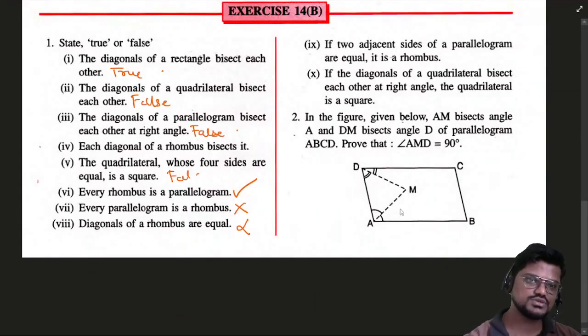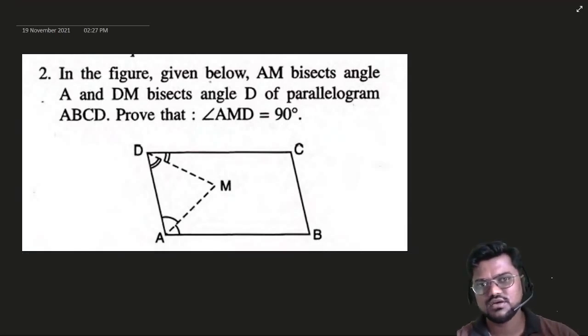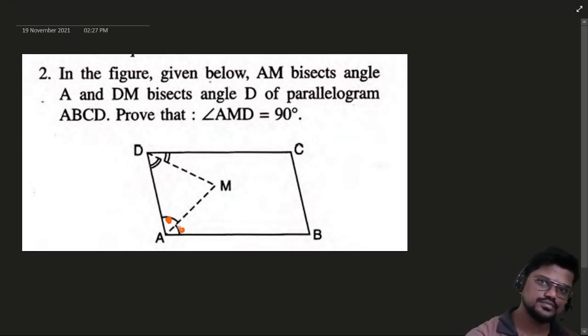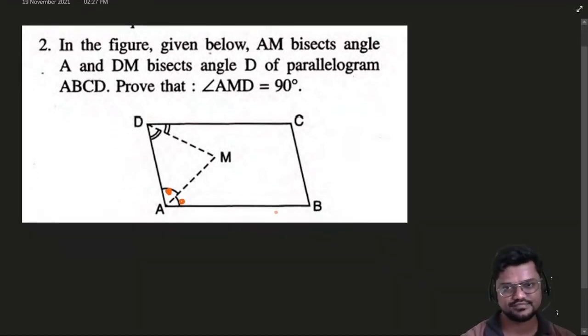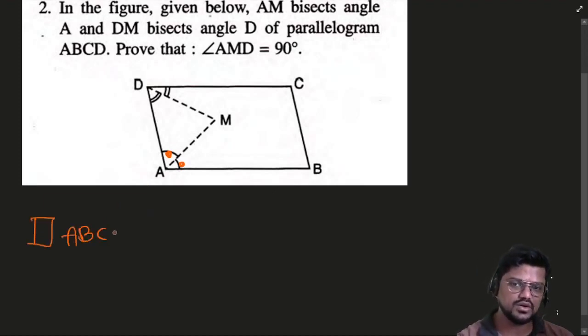Over here, the next is the question which we have to solve. Now in the given figure, what they have given: AM bisects angle A. If AM bisects angle A, that means this angle is equal to this angle. And DM bisects angle D of a parallelogram. This ABCD is a parallelogram. Then you have to prove that angle AMD will be 90 degrees. You have to prove this. Now how can we prove it? See, first they have given that quadrilateral ABCD is a parallelogram.